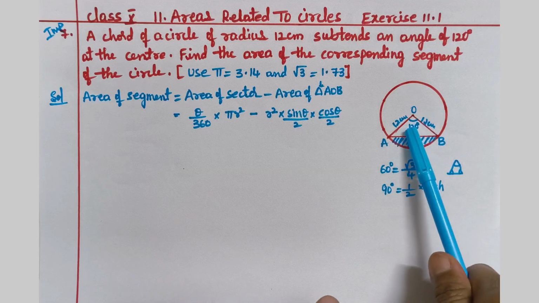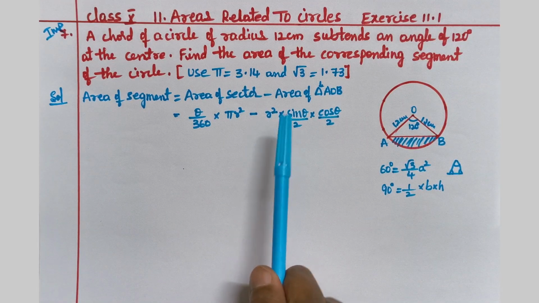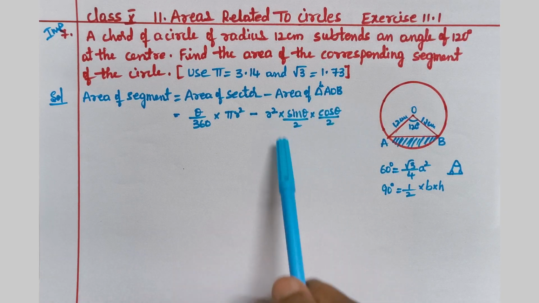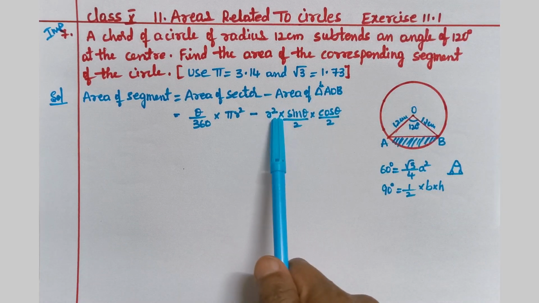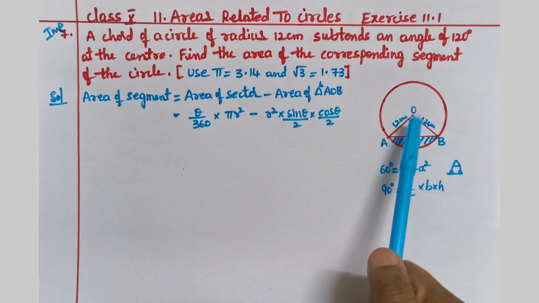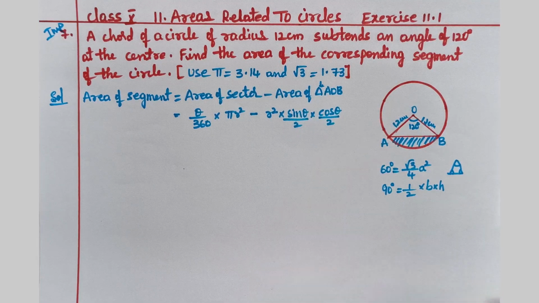Leaving these two, for any other center angle we will use this formula: R square into sin theta by 2 into cos theta by 2. In trigonometry you learned sin and cos. So leaving 60 and 90, for any degree we will use this formula, r square sin theta by 2 cos theta by 2.